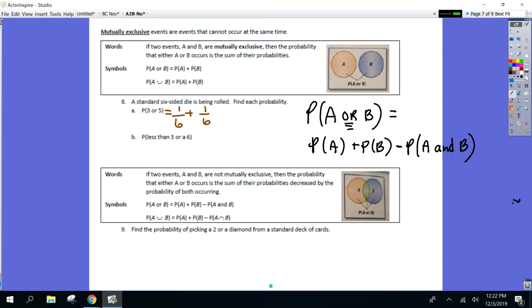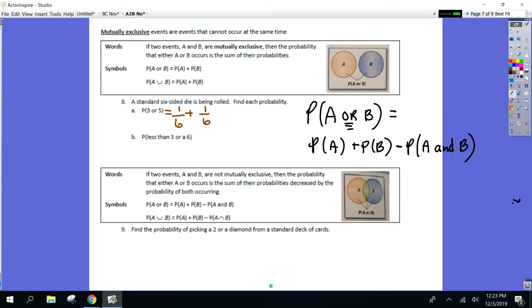Add them. And you also had to subtract out A and B. Okay, ready? On one roll of the die, can you get a 3 and a 5 at the same time? Is that even possible? No. So that's why they have nothing in common.